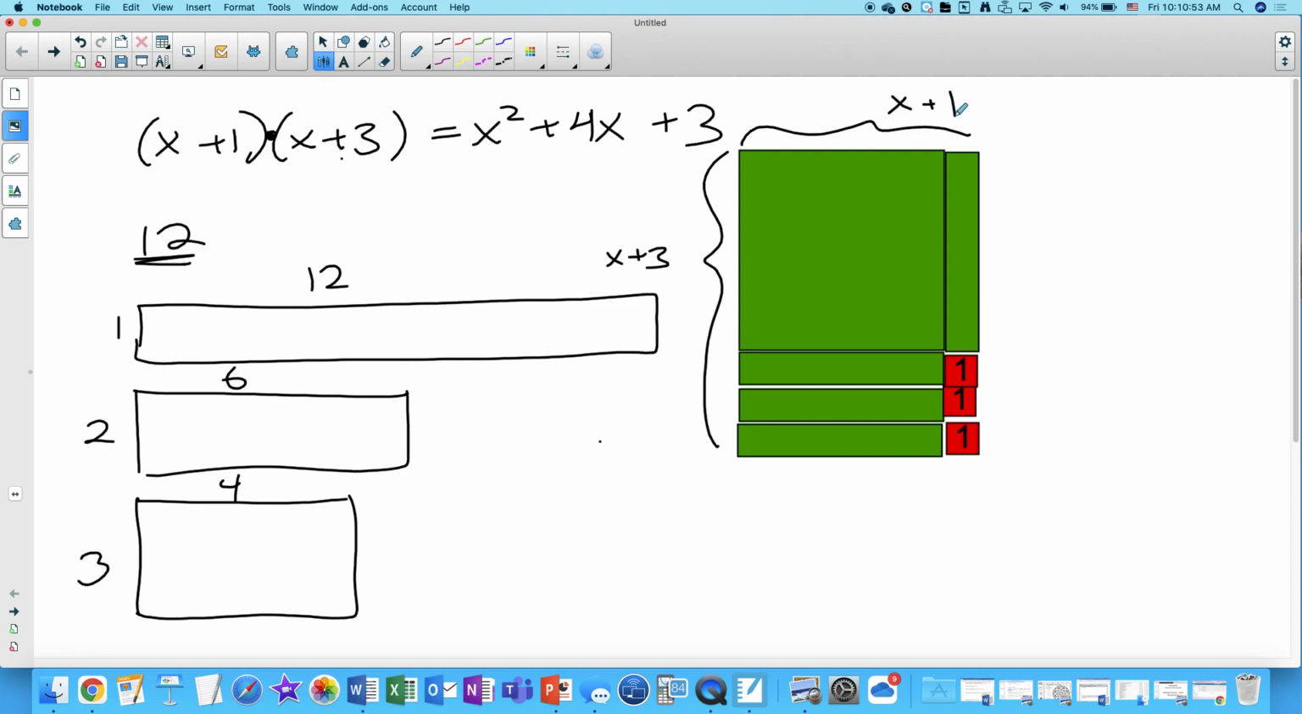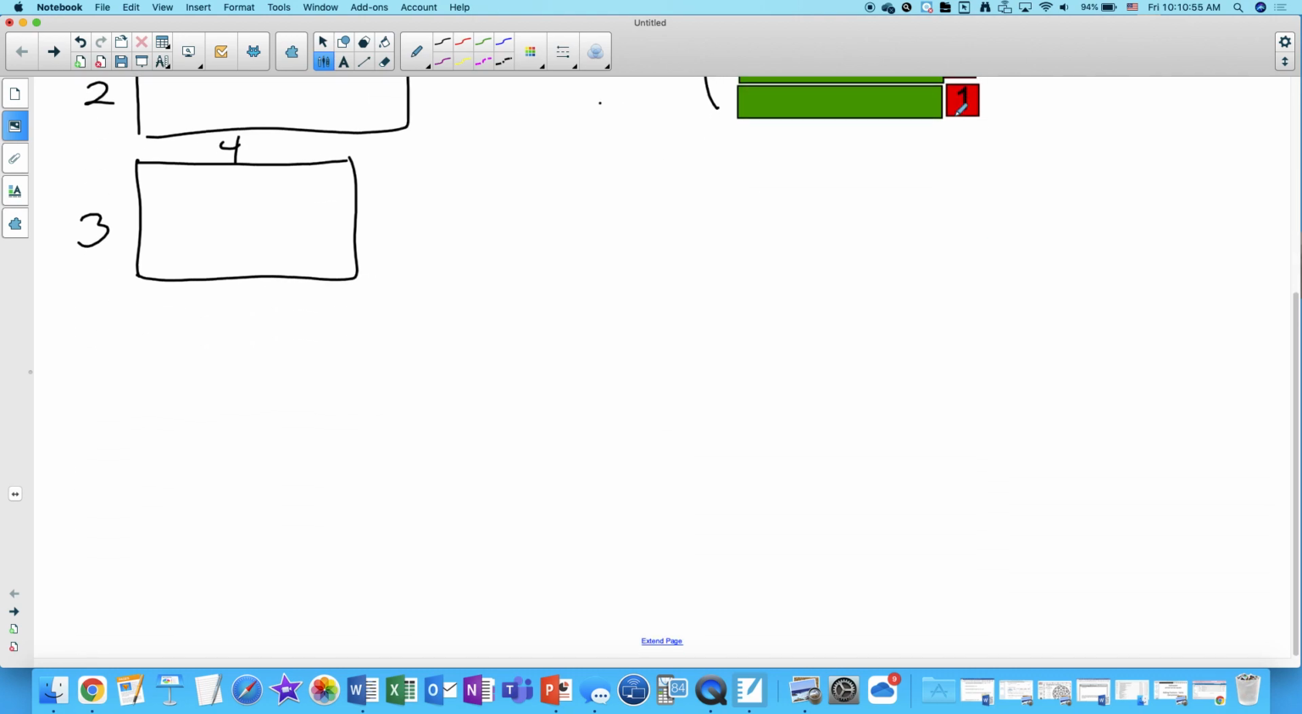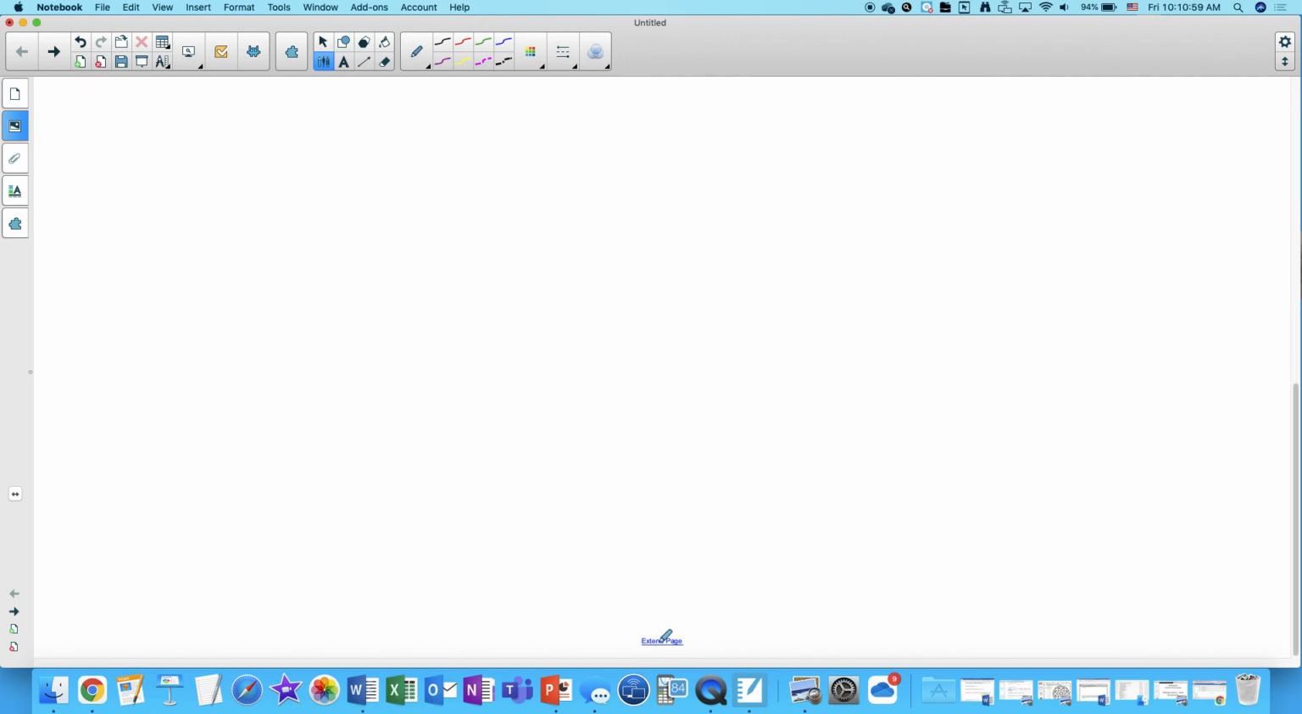We're going to do two more. Then we're going to try and see if we can notice anything. So let's try this one. Let's say I have x squared minus 7x plus 10.